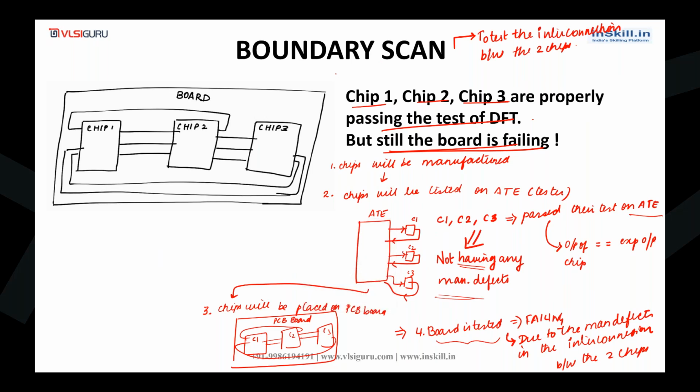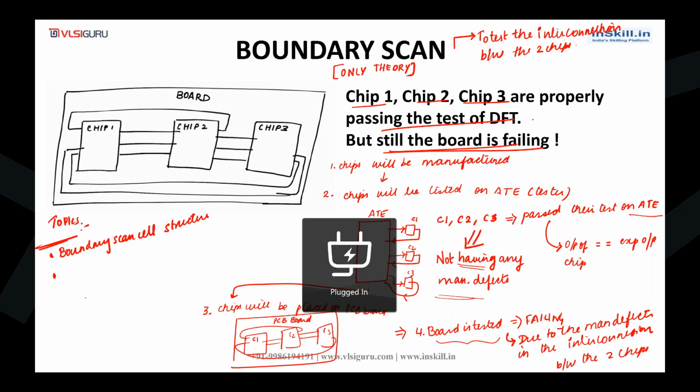And boundary scan, we will only be covering the theory part because in our institute we don't have the license for boundary scan. So boundary scan we will only be covering theoretically. Okay. So now, as a part of our boundary scan topic, we will try to understand the structure of the boundary scan cell, and then we'll try to understand the modes of operation of the boundary scan cell.